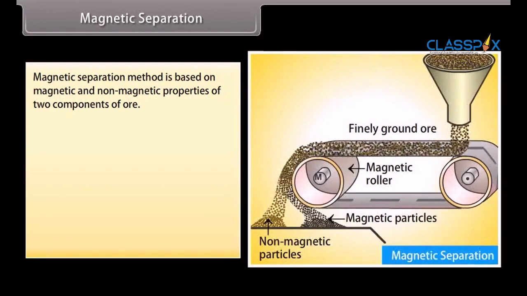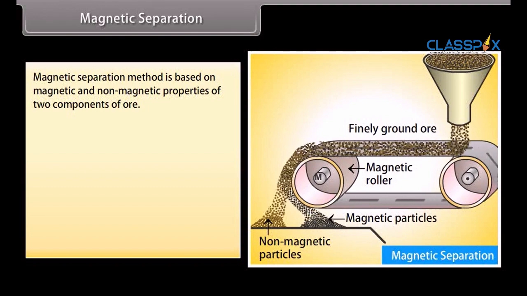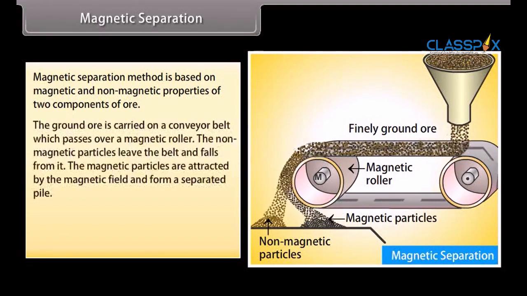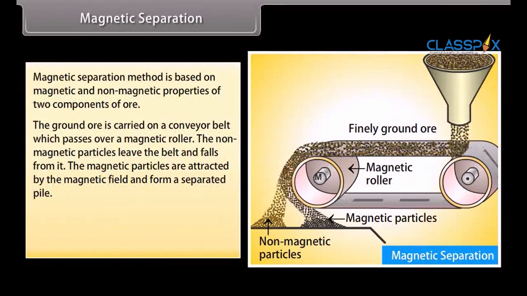Magnetic separation. Magnetic separation method is based on magnetic and non-magnetic properties of two components of ore. The ground ore is carried on a conveyor belt which passes over a magnetic roller. The non-magnetic particles leave the belt and fall off from it. The magnetic particles are attracted by the magnetic field and form a separated pile.